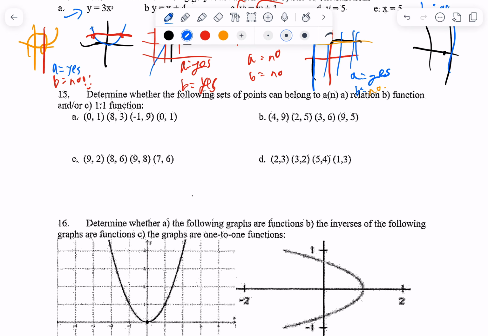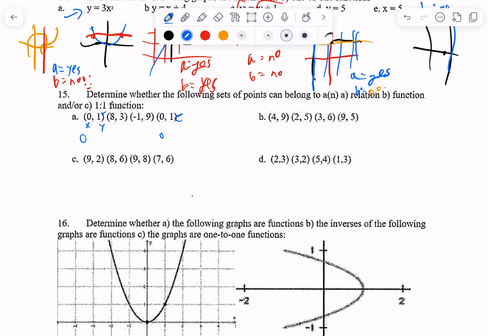Determine whether the following sets of points can belong to a relation or function and or a one-to-one function. Okay, so the way to find it out with points is that if there's an x that repeats, it goes x and y. See how the x here is 0 and there's another 0 here? But because they land on the same y, which is 1, it's still a relation.